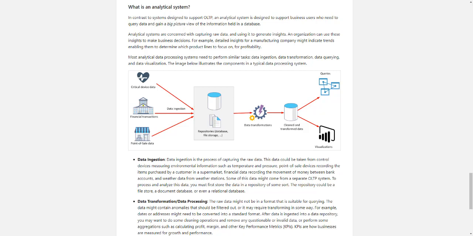Most analytical data processing systems need to perform similar tasks: data ingestion, data transformation, data querying, and data visualization. The image below illustrates the components in a typical data processing system.